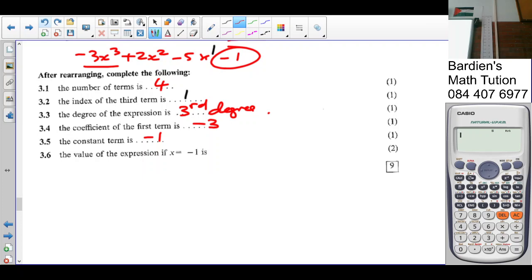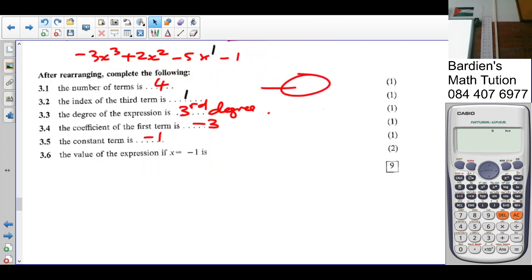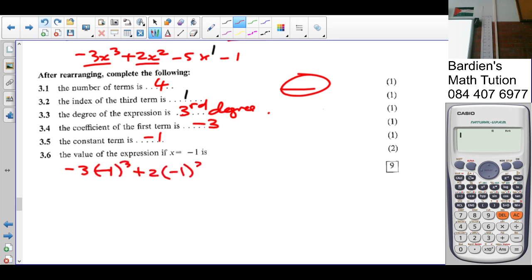Okay, people, the value of the expression for x equal to negative 1, what must we do there? Wherever we see an x, we put a negative 1. So it's going to go negative 3 times negative 1 cubed plus 2 times negative 1 squared minus 5 times negative 1 minus 1. You all agree with that? What do I do from here?